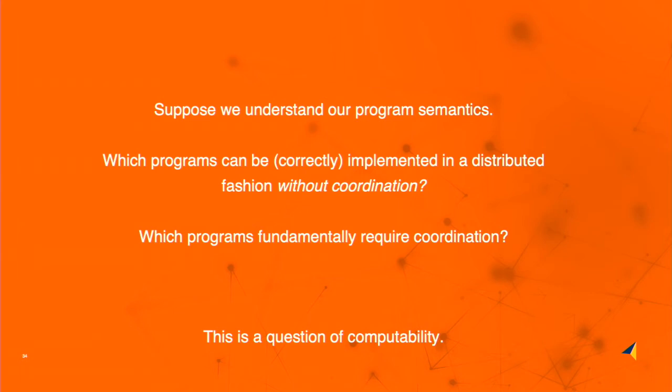Suppose we have the perfect language, and we understand everything about the programmer's intent. I have such a language for you. I'd be happy to sell it to you, but let's ignore that. Suppose you had such a language. Which programs could be correctly implemented in a distributed fashion, in the James Hamilton style, without coordination? You have a task. Can it be done without coordination, or is that impossible?